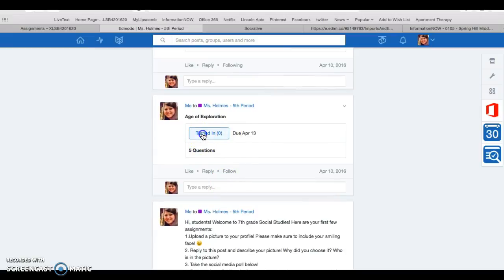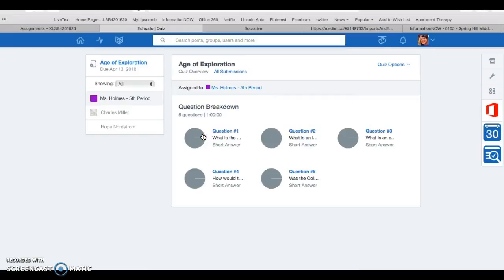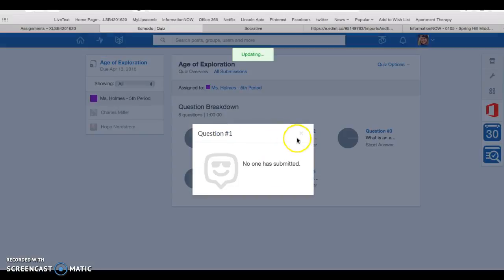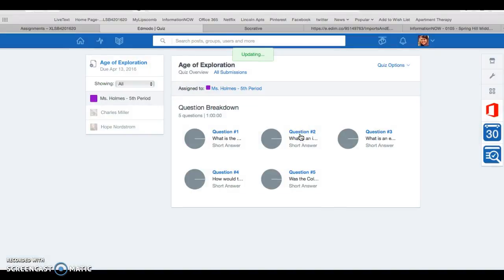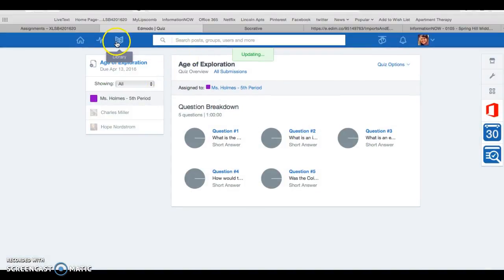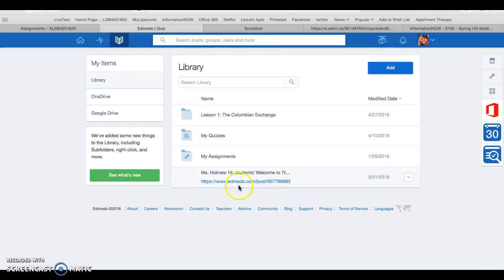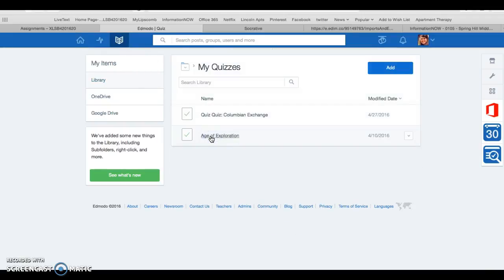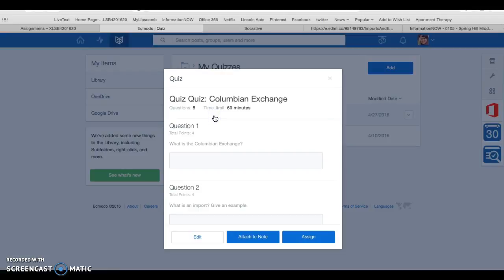There was a quiz as well, and with that quiz we've got a breakdown of the questions. It was just 5 questions long. The questions were pretty short. You can see no one has submitted it yet. When we are looking at the quiz questions, we can go to my library and click on my quizzes. You'll see my exploration quiz.